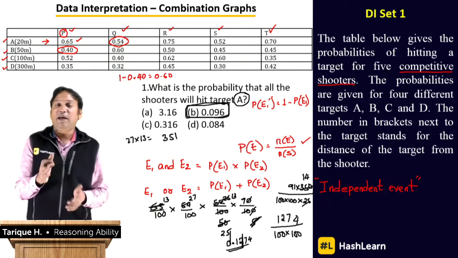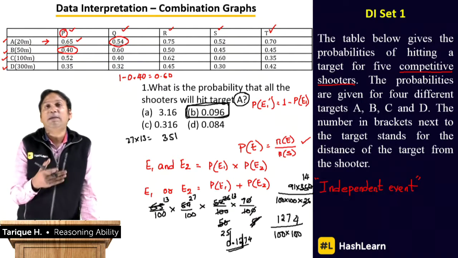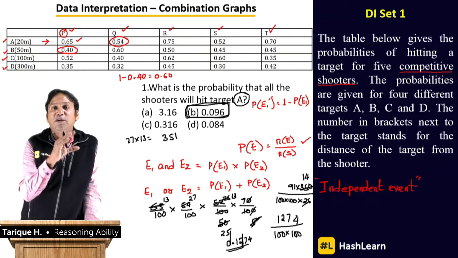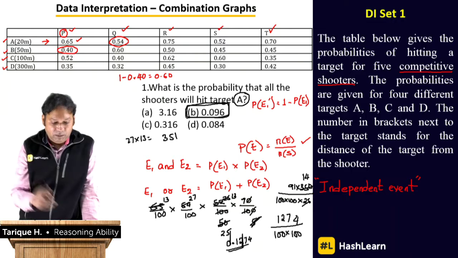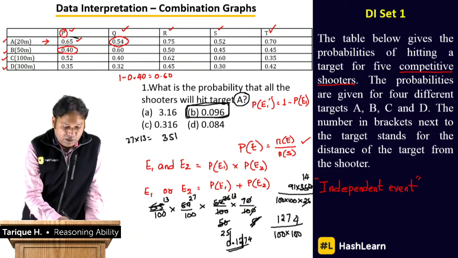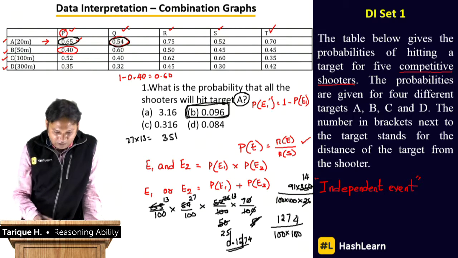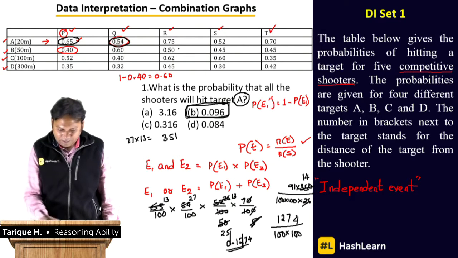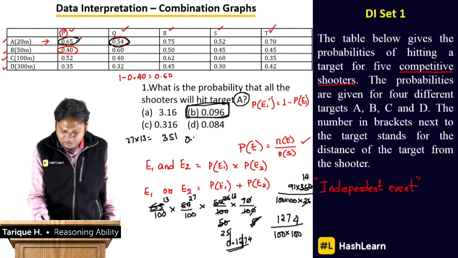We are going to multiply. If all the persons are going to hit the target, then we take the respective probabilities and multiply. Probability of A, P, which is 0.65, into B, which is 0.54, into R, which is, we had left out actually R, which is why this difference is okay. So let's see. So I'm getting here 0.1274.